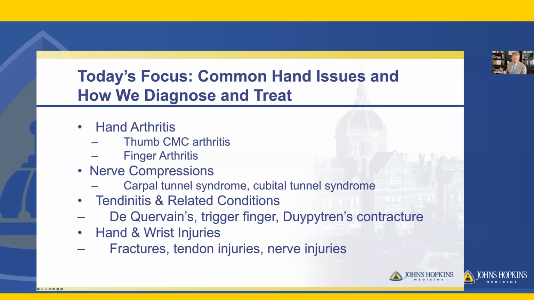So just to go through the plan for today, and this should be about 30 minutes or so, we'll talk about some of the most common reasons why patients come to see me in hand surgery clinics. Things like hand arthritis, thumb base arthritis, finger arthritis, as well as nerve compression syndromes, the most common of which are carpal tunnel and cubital tunnel syndrome. So we'll talk about those a little bit. And then issues related to tendons, degenerative conditions, things like trigger finger, as well as something called de Quervain's. We'll talk about that a little bit. And then something called Dupuytren's contracture, which is also very common.